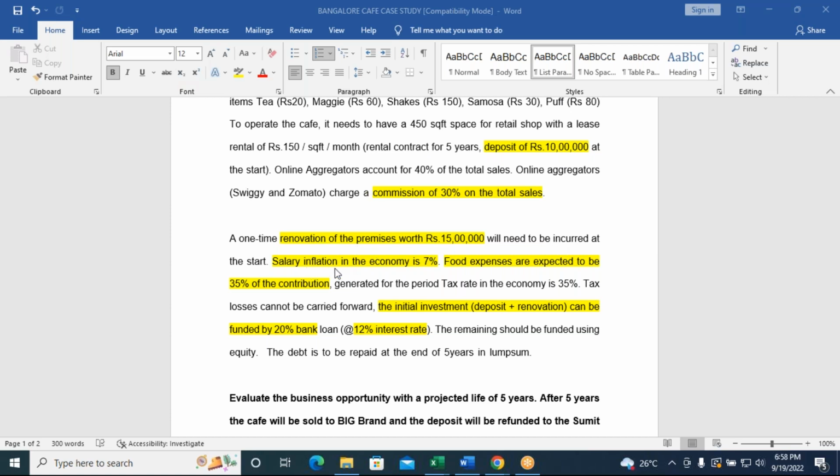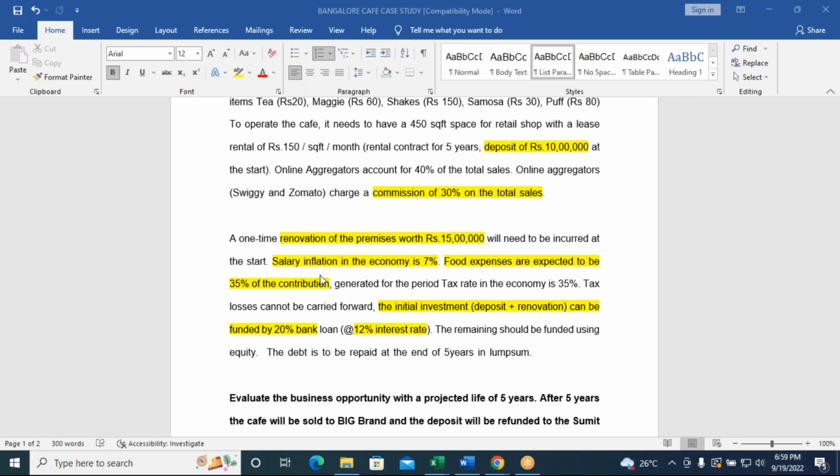Okay. Then salary inflation in the economy is 7%. Means the salary is getting hiked year after year at the rate of 7%. Food expenses are expected to be 35% of the contribution. Means food expenses means the raw materials or whatever items he is purchasing. So he has planned that the food expenses will be 35% of his contribution. Okay. The tax rate in the economy is 35%. Means per year the tax rate will be 35%.